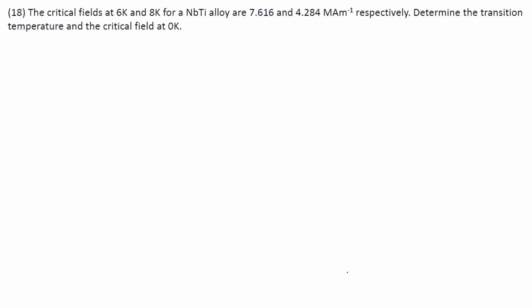Okay, now let us move to the next one. The critical fields at 6K and 8K for an alloy are 7.616 and 4.284 respectively. Determine the transition temperature and critical field at 0 Kelvin. So here HC of 6K is 7.616, similarly HC of 8K is 4.284. It is given. TC we have to calculate, HC of 0 we have to calculate.